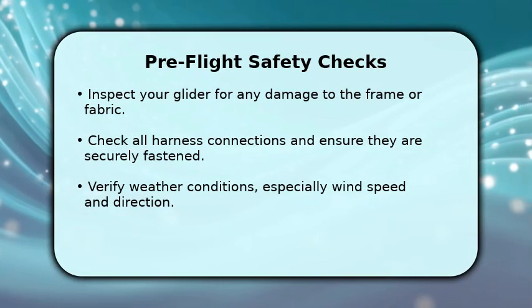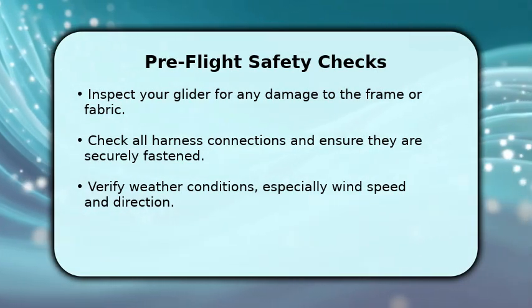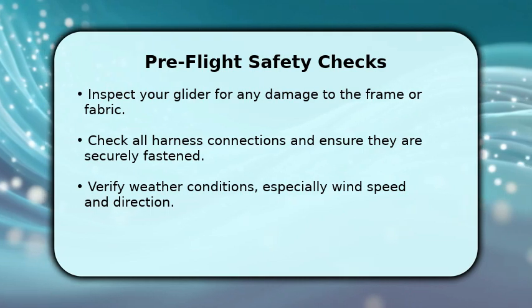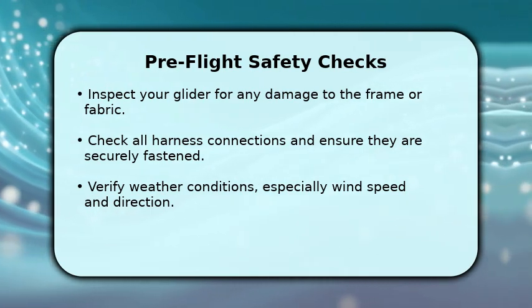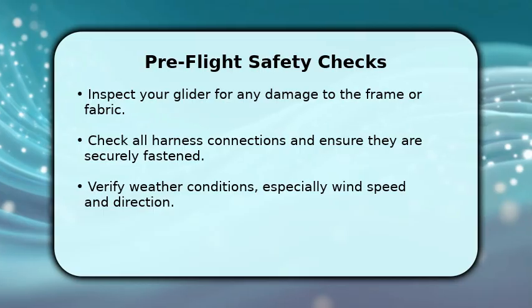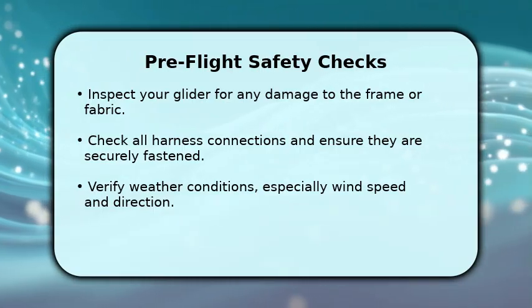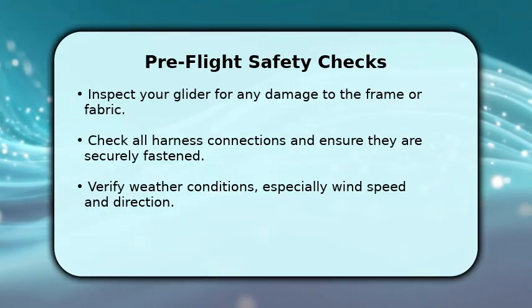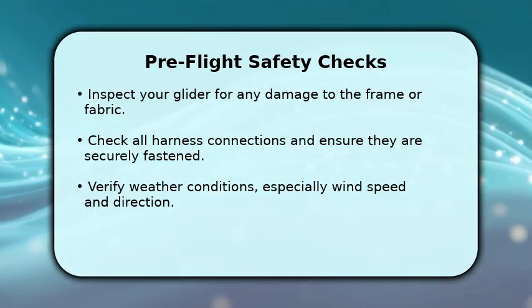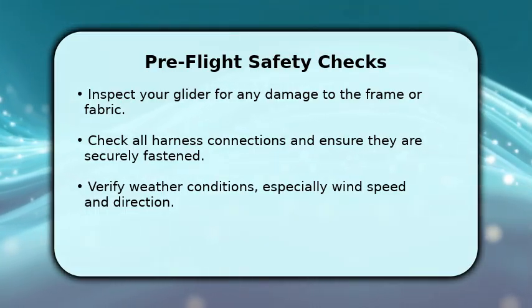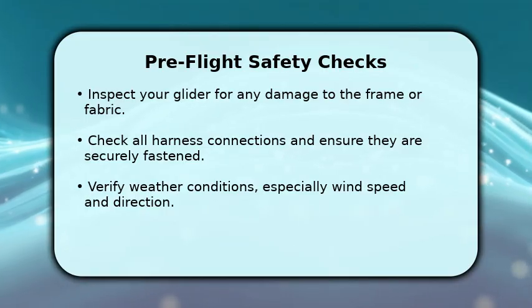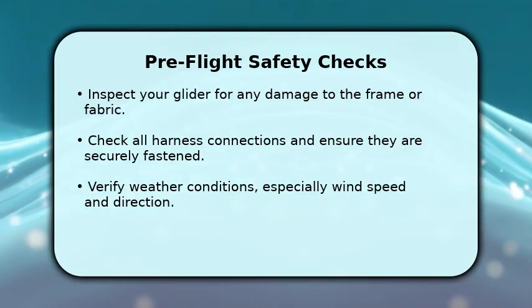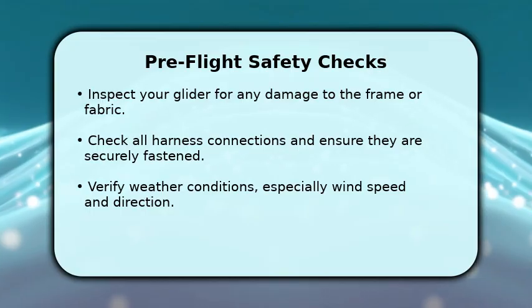Before launching into the forest, thorough pre-flight checks are absolutely vital for your safety. Take a few moments to carefully inspect your glider's frame and fabric for any wear or tear. Ensure all harness buckles and straps are securely fastened, providing a snug fit. Always check the wind conditions. A gentle breeze is ideal, typically under 10 miles per hour. Finally, visualize your flight path and identify safe landing spots.